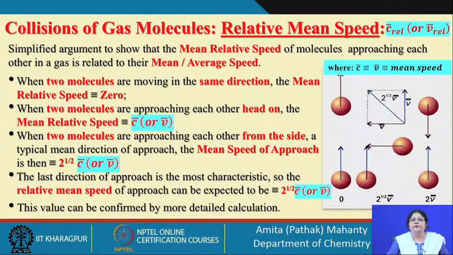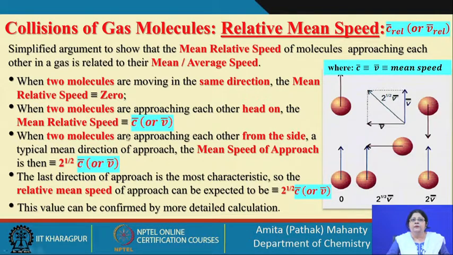When two molecules are approaching each other head on, like you have here, one directly approaching the other, what do you expect? When the two molecules are approaching each other head on, the mean relative speed should be the relative speed of the two molecules. It should be 2 times the mean velocity of approach. So, I think this needs a correction. This should be 2 times the average velocity of each of the particles.